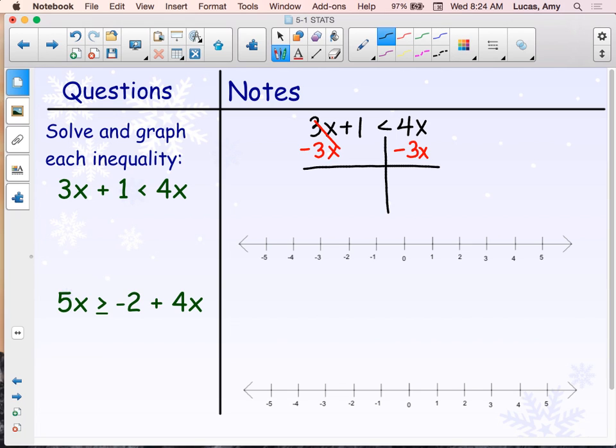So remember, when we solved equations like this, this is what we did. If there's one term by itself, we left it alone. So 1 is less than 4x minus 3x is 1x, which is the same as just x. Now reverse it. X is greater than 1. So open circle on 1, greater than goes to the right.